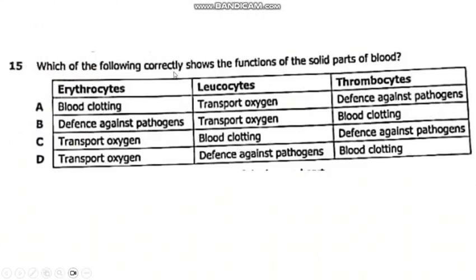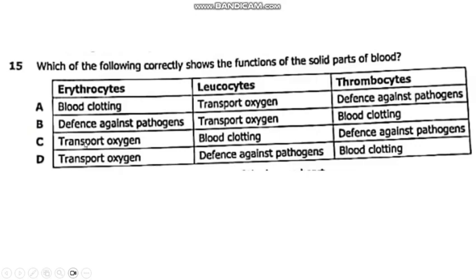Which of the following correctly shows the functions of the solid parts of blood? A, we have erythrocytes, blood clotting. Leukocytes, transport oxygen. Thrombocytes, defense against pathogens. B, erythrocytes, defense against pathogens. Leukocytes, transport oxygen. Thrombocytes, blood clotting.